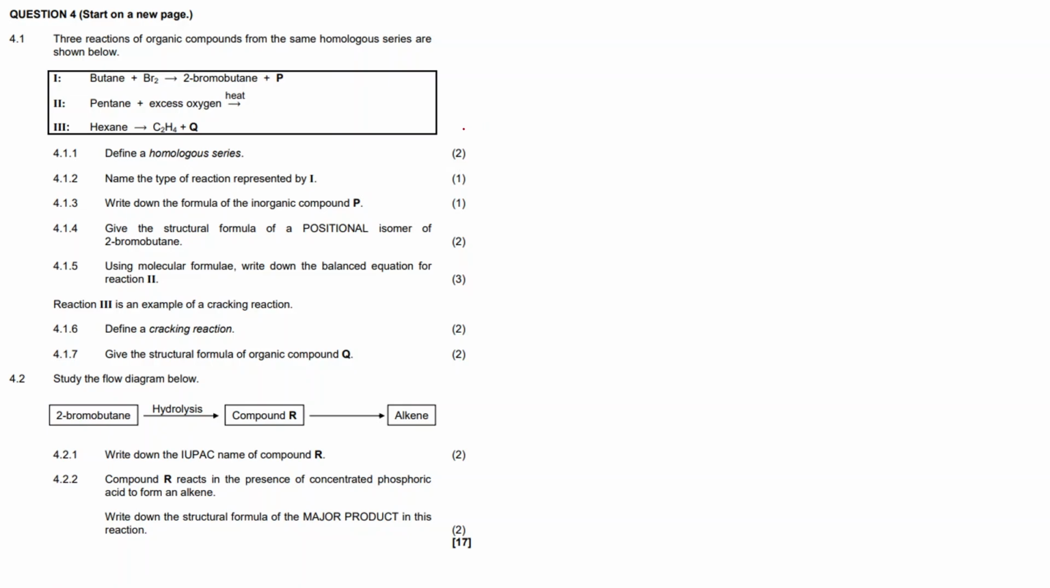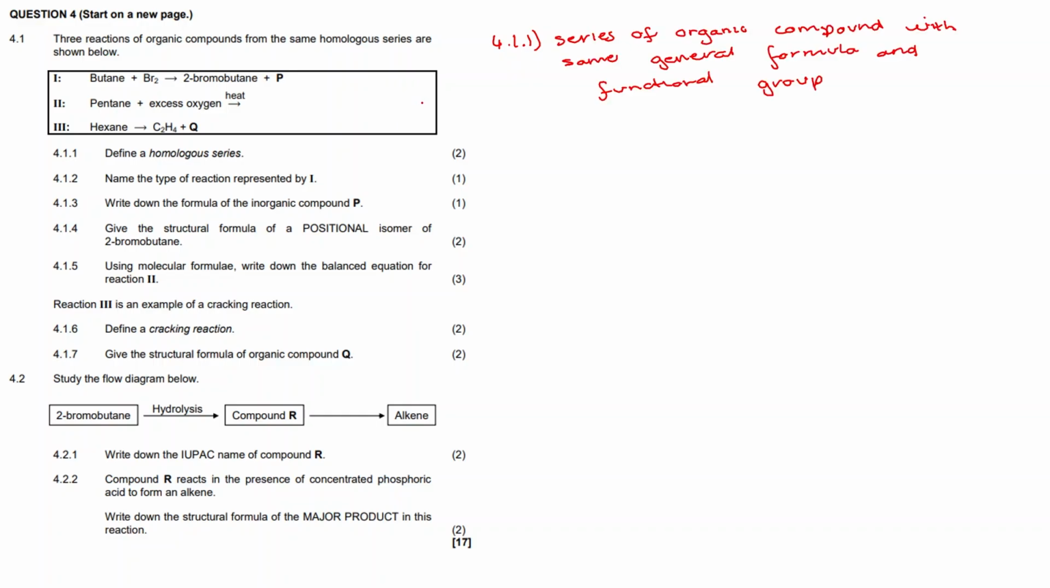Hi guys, today we're going to be looking at a question on organic reactions. Question 4.1. Three reactions of organic compounds from the same homologous series are shown below. Question 4.1.1. Define a homologous series. A homologous series is a series of organic compounds that can be described by the same general formula and have the same functional group.